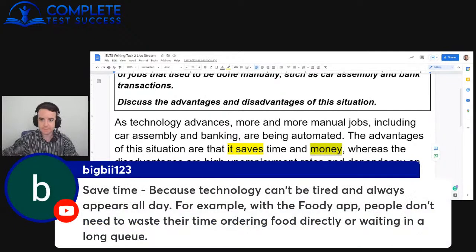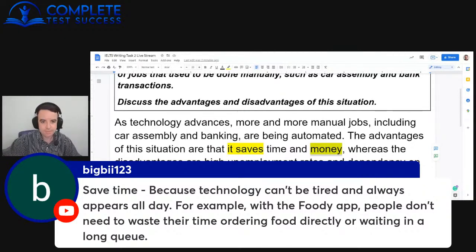Technology saves time because it can't get tired, and always appears all day. So the word tired doesn't work, appear all day. So your vocabulary isn't right, but your idea is actually very good. So you're saying, unlike humans, technology does not get tired or need time off. Therefore, they can spend all day, every day producing the products and so on.